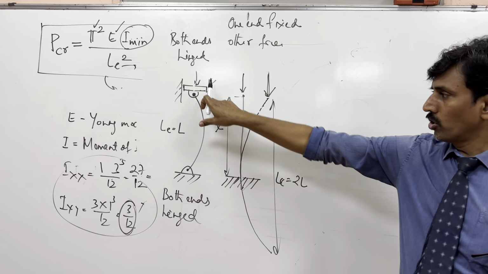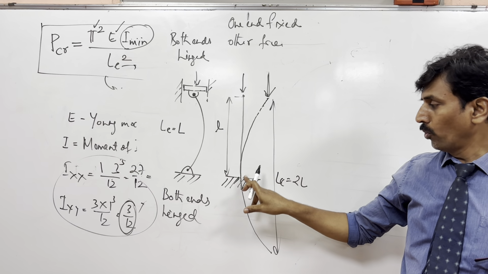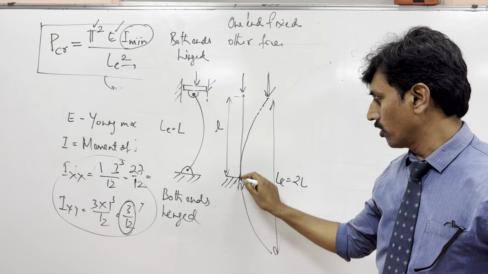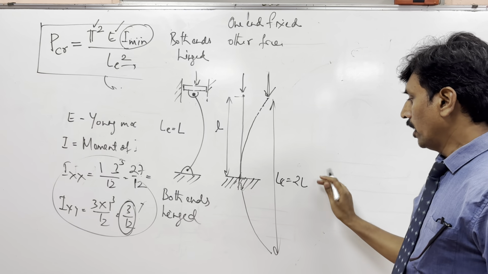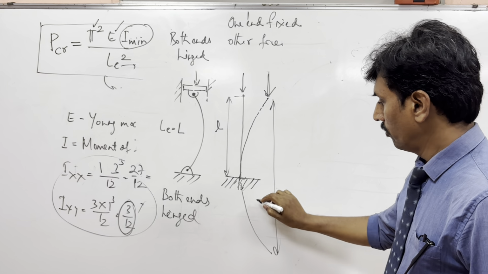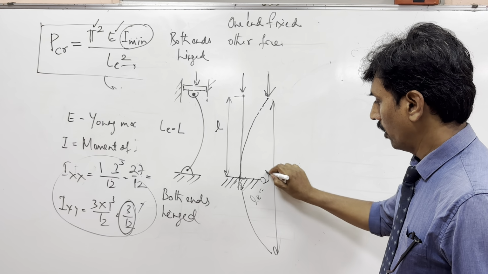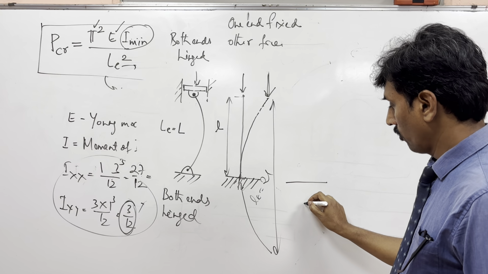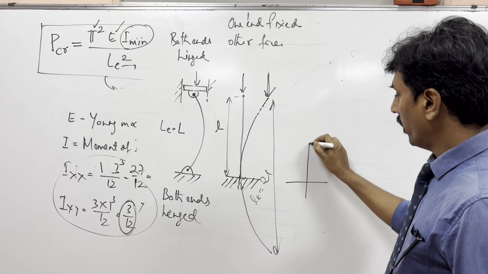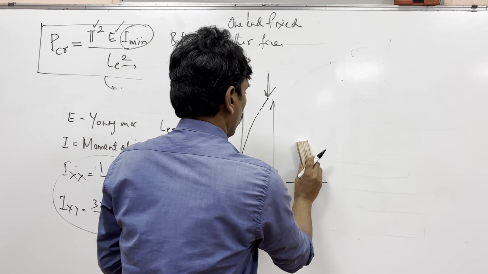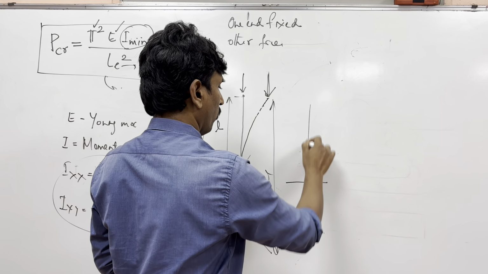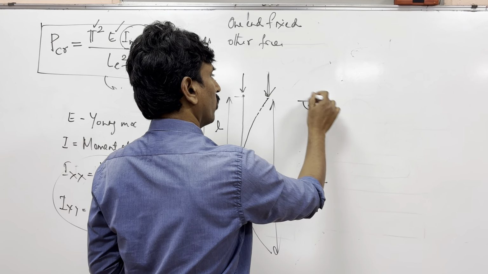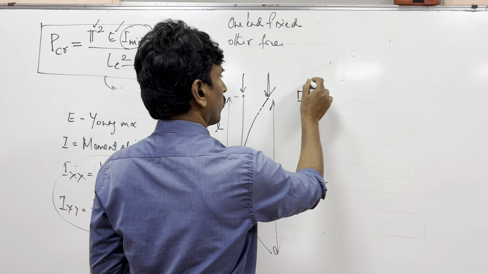One is both ends hinged. Other is one end fixed, so that means it is fixed here like this. The other end, can you imagine the other cases? So another case is one end fixed here, and the other end you can hinge it like this.